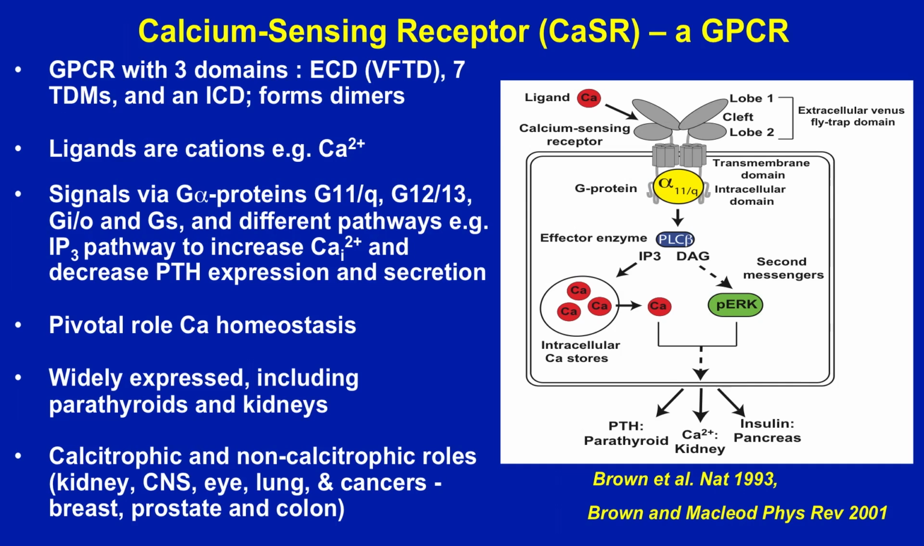Now, the calcium sensing receptor has a pivotal role in calcium homeostasis, and it is widely expressed, not just in the parathyroids and kidneys, but also the lungs, the pancreas, the heart, the brain, you name it, it's almost found there. So it is widely expressed. And what it does is it has calcitropic roles, i.e. involved in calcium homeostasis, but also non-calcitropic roles, for example in lung development, cataract formation, even Alzheimer's, it's being said now, and a number of cancers as well.